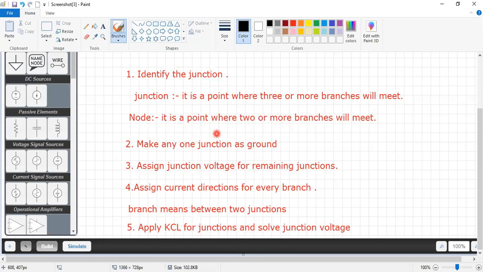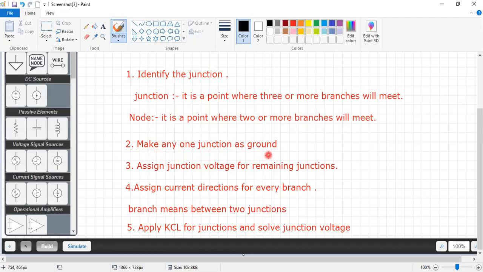Why? Because whenever we go for nodes, a larger number of equations will come. To decrease the number of equations to far fewer, we go for junctions. By going for junction analysis, my equations will decrease, and then my solution will be very simple. Then make any one junction as ground.